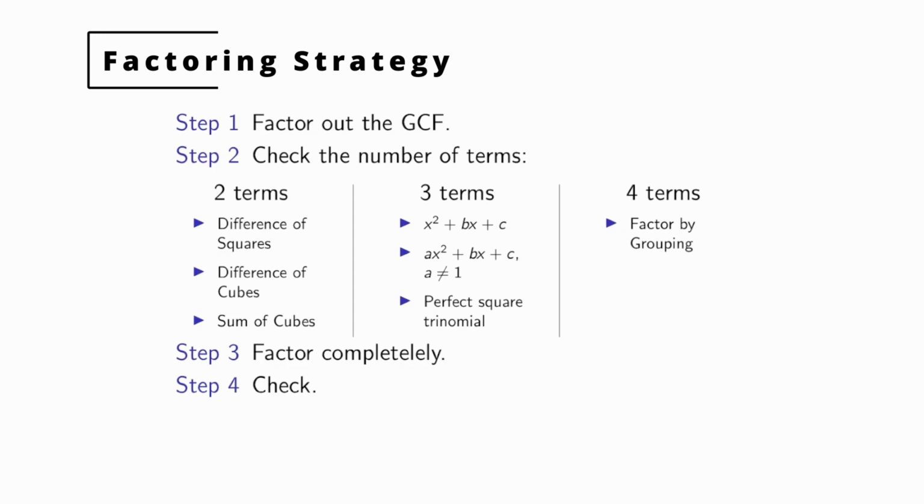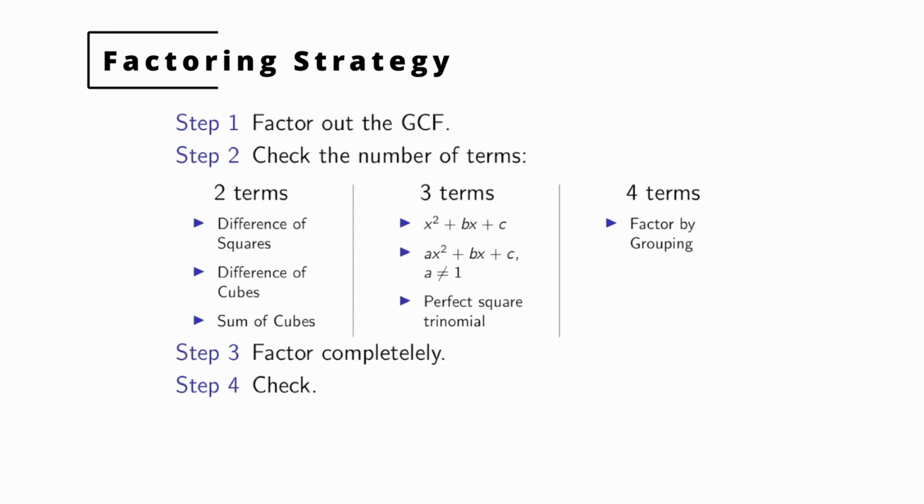Our first step when presented with a polynomial we need to factor will be to factor out the greatest common factor. So we should check all of the terms for common factors and then pull out the greatest common factor. That will leave us with a monomial times a polynomial which has more than one term. The number of terms will be really useful in determining which technique to use.